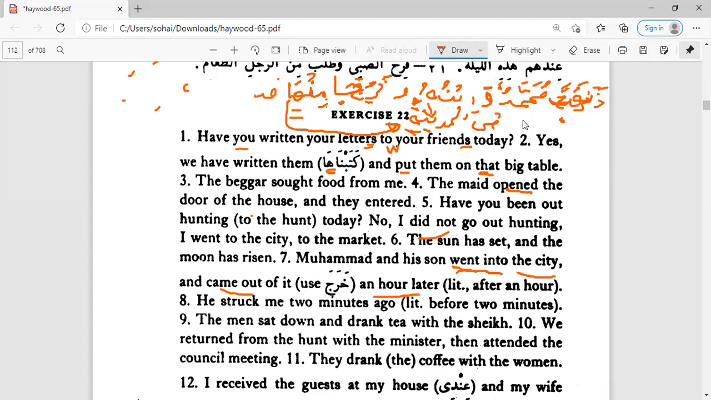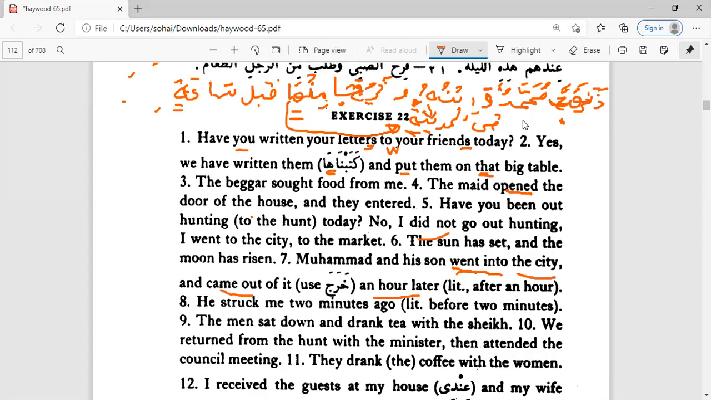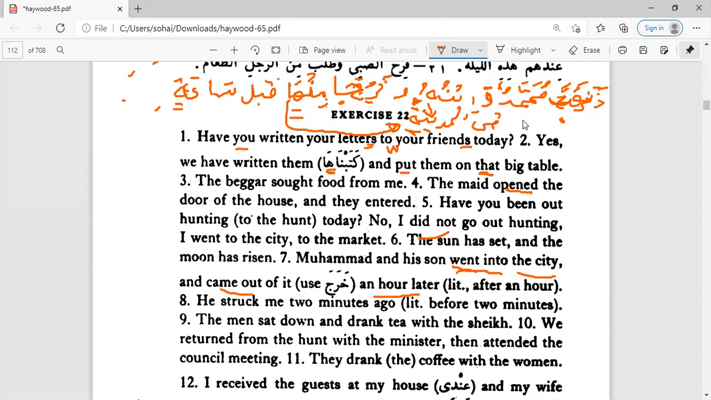Qabla, an hour ago. Qabla sa'atin. I'm just rushing this, so I'm making little mistakes, which is okay to make, as long as you spot them and correct them straight away. Qabla sa'atin. Sa'atin, obviously, has two kasras. There's no alif lam, and it's not diptote, so two kasras, right?